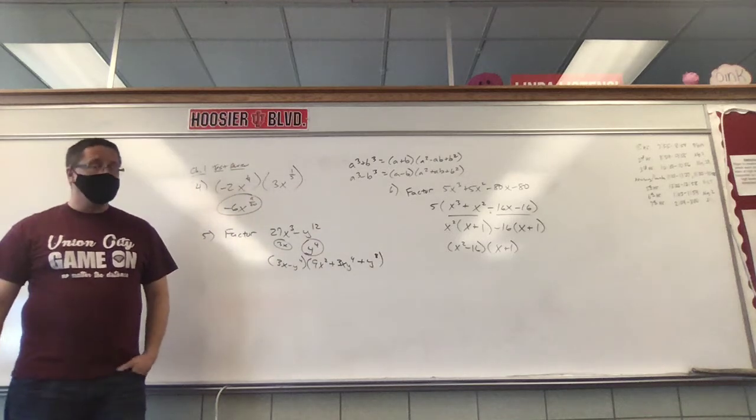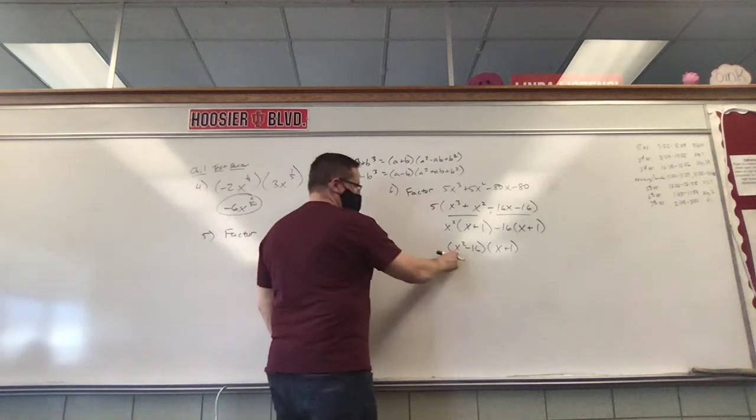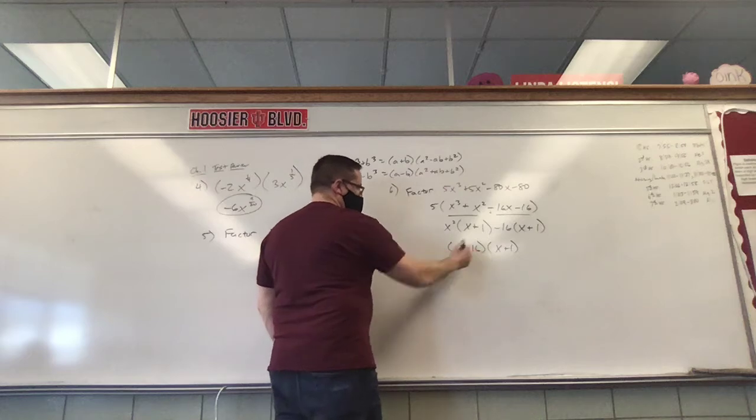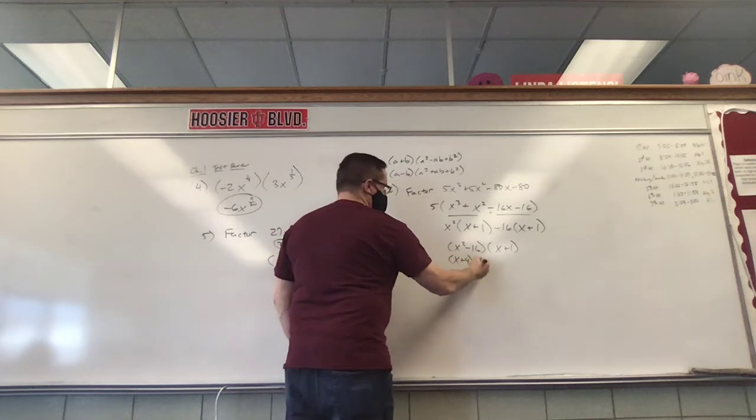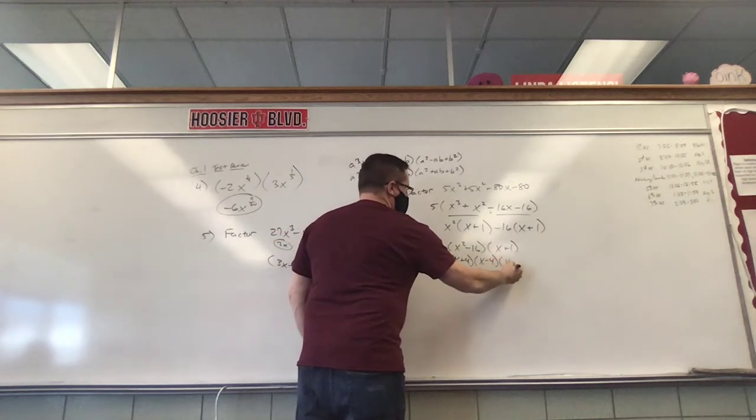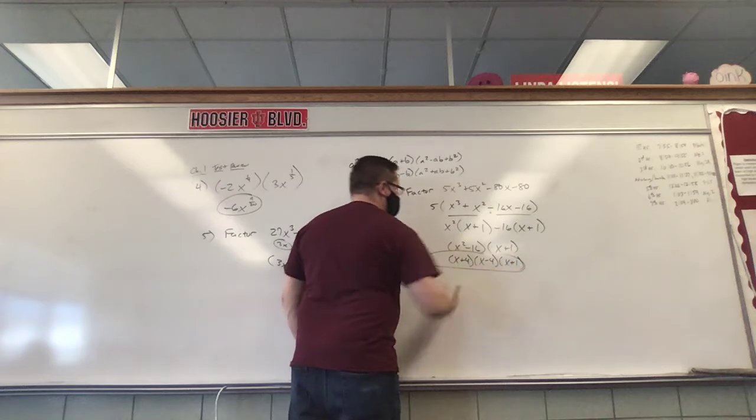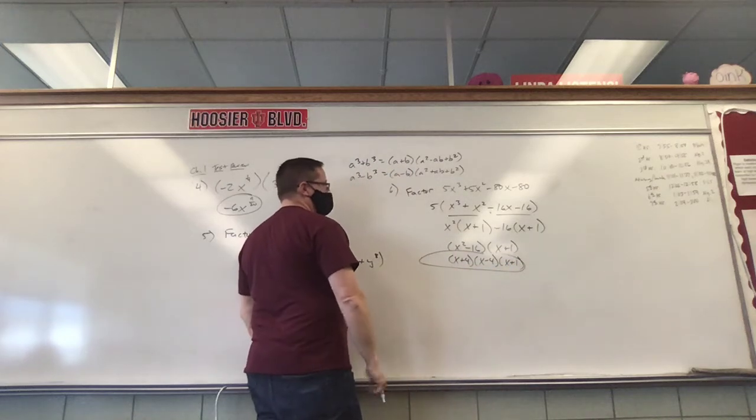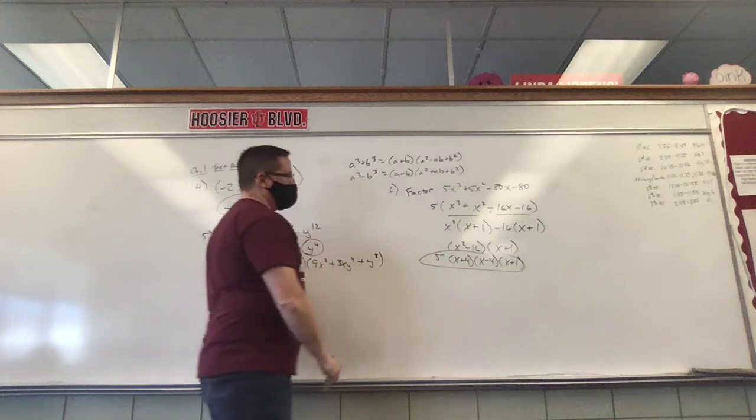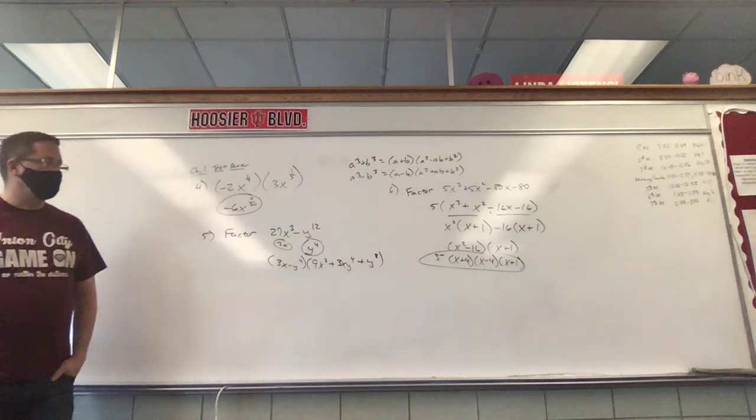We're still not done though. Difference of squares. This is what squared? x. And this is 4. x plus 4, x minus 4, x plus 1. That it? No. Put the 5 out front. So 5, x plus 4, x minus 4, x plus 1.